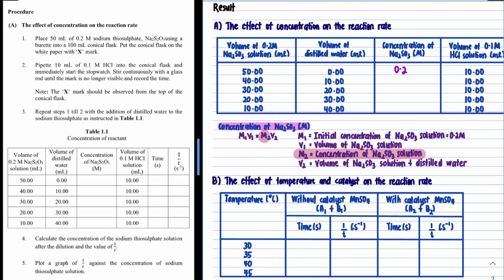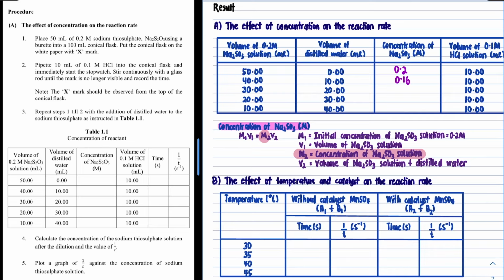So how about the next one? Again, we're still going to use M1V1 equal to M2V2. M1 is the concentrated one based upon this table. So M1 is 0.2, V1 is 40. So 0.2 times 40, M2 is our unknown. V2 is again the volume of Na2SO3 plus distilled water, which is 40 plus 10 will be 50. So this value here will be 0.16 molar.